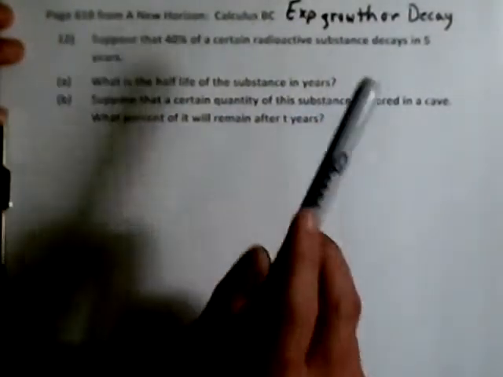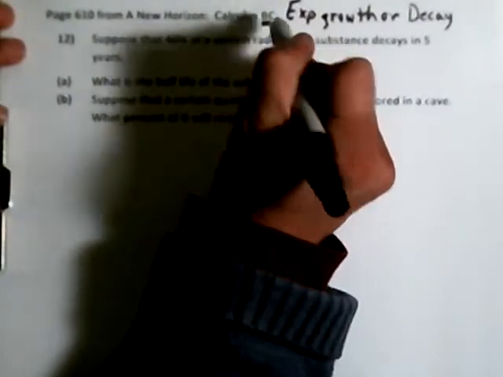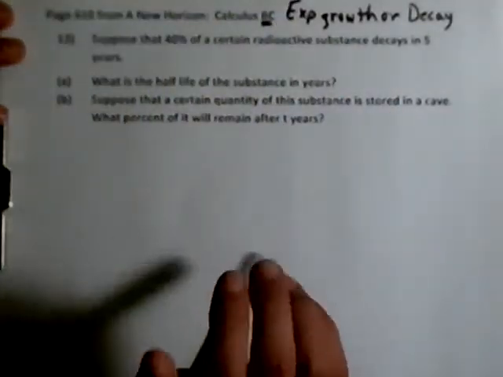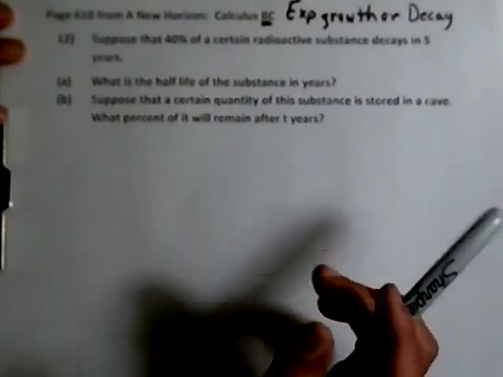It doesn't really matter if it's a growth or decay. It's from page 610 of New Horizon. It's for Calculus BC students only. But if you're an AB student and you want to go into exponential growth or decay, you're welcome to take a look at this video.